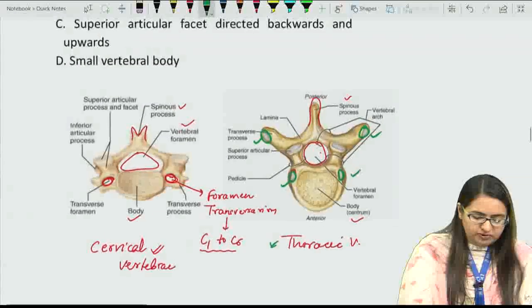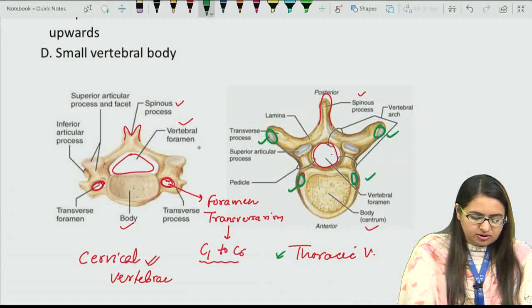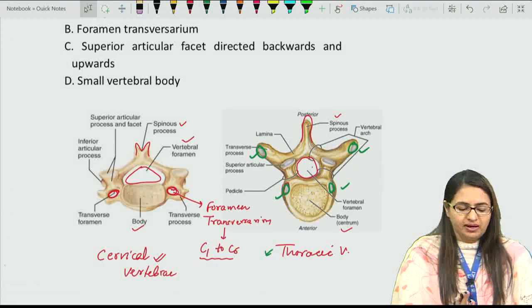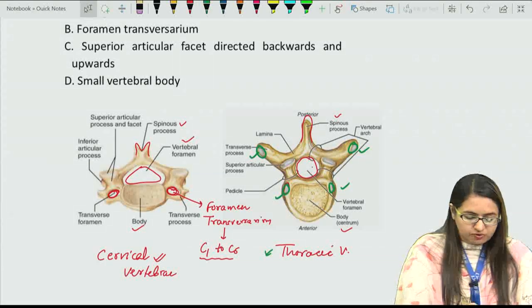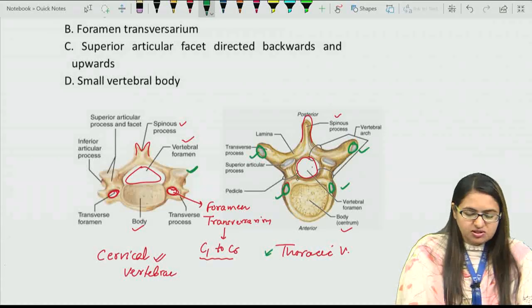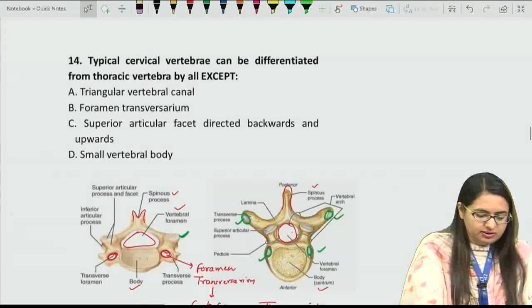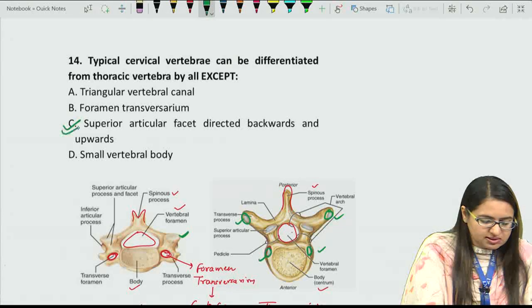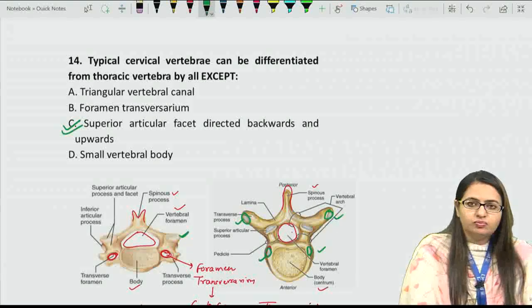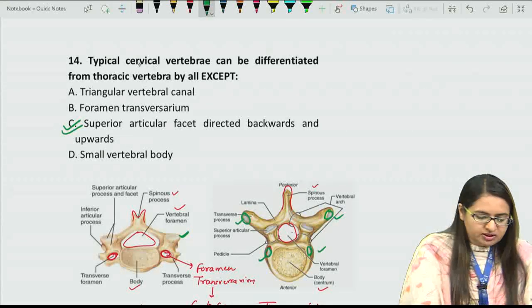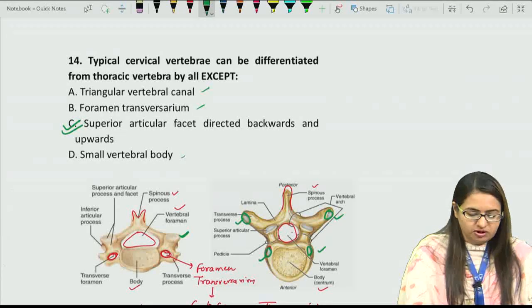Now in both of these vertebrae, if we compare the superior articular facets, in both of them the superior articular facets are directed backwards as well as upwards. So we cannot use the superior articular facets to compare these two vertebrae. Therefore, the answer for this question is C, because this is present in both the vertebrae and we cannot use this criterion to differentiate them. The typical cervical vertebra has a triangular vertebral canal, a foramen transversarium, and a small vertebral body.